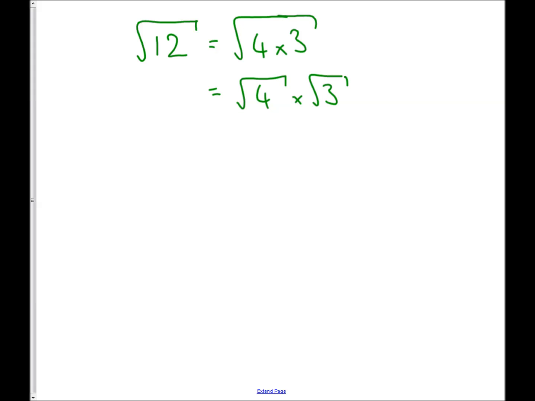And then because I know what the square root of 4 is, I can replace it with its square root, 2, and leave the 3, and therefore I get that root 12 is equal to 2 root 3.